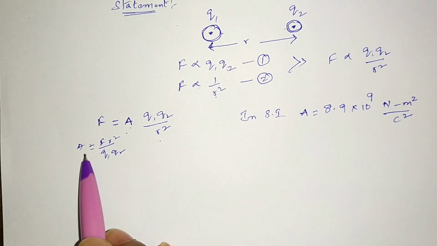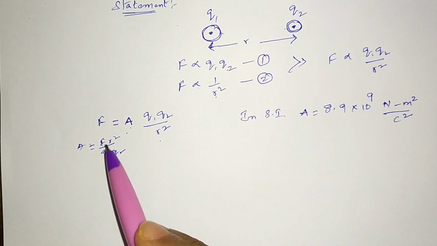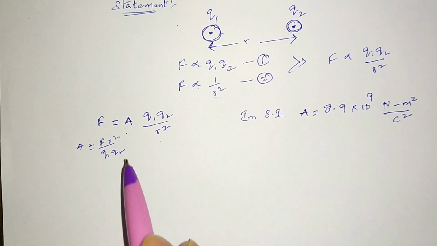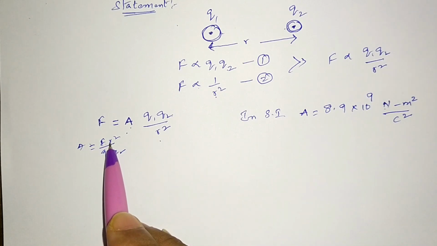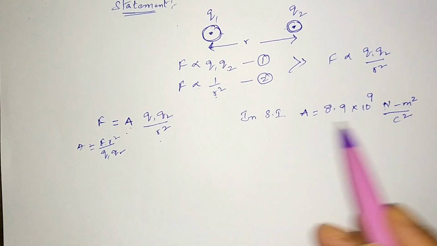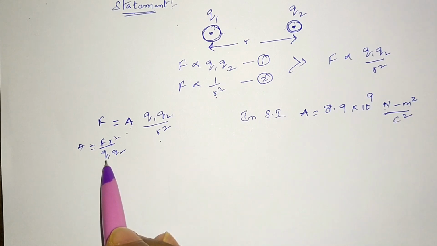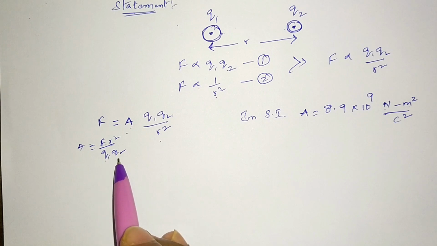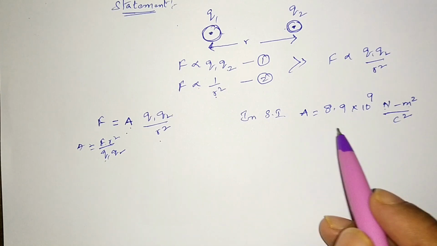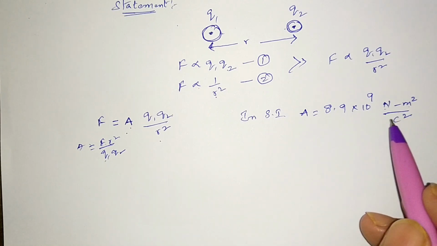Now what will be the unit of A? Unit of F. What is the SI unit of F? Newton, into the unit of distance. The unit of distance is meter, so R square is meter square, divided by Q. Q is the charge. The SI unit of charge is Coulomb. Coulomb into Coulomb, Coulomb square. In this way you can write the unit of A as Newton meter square by Coulomb square.